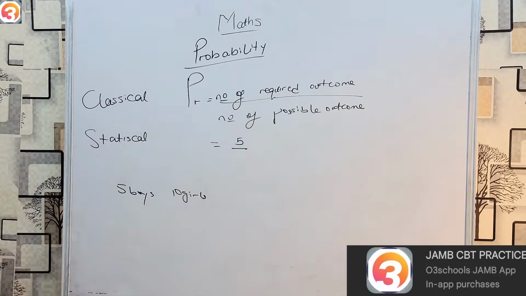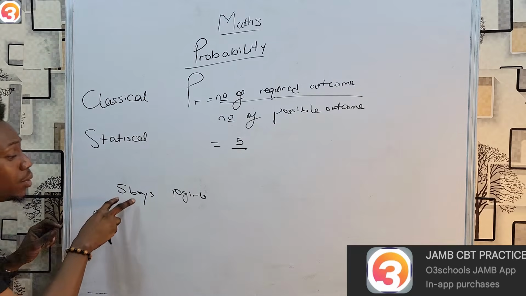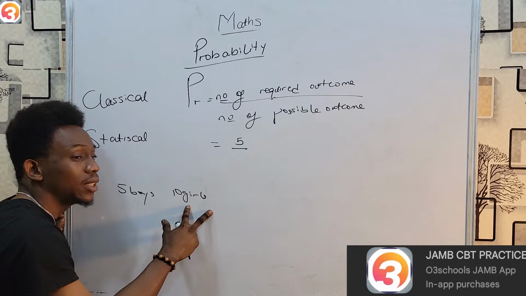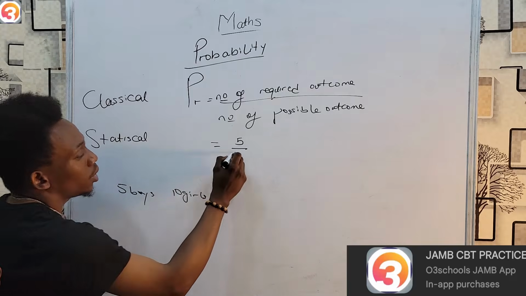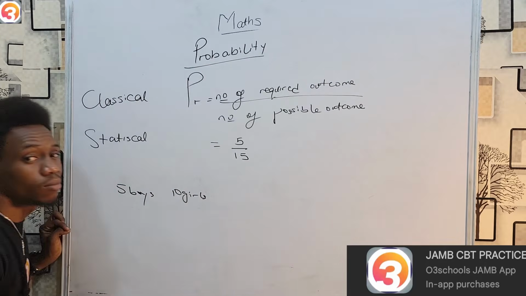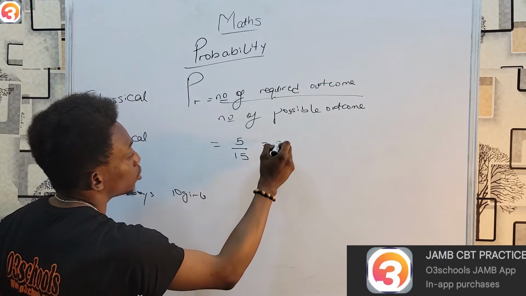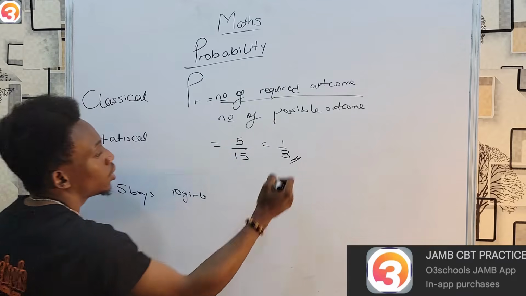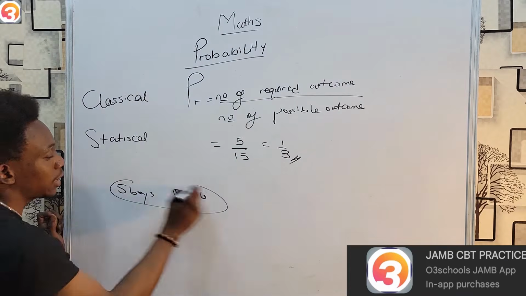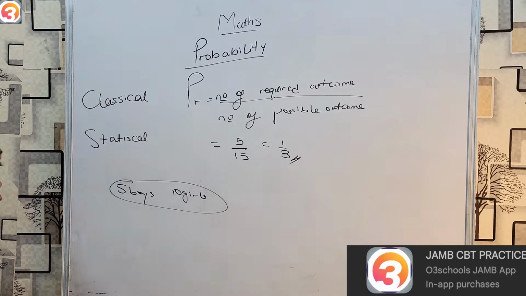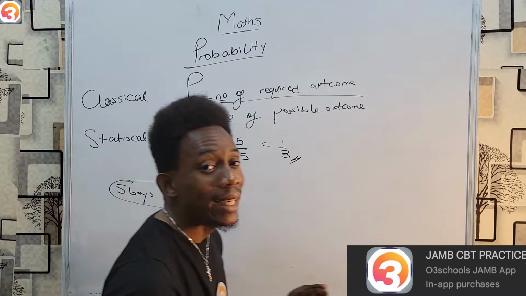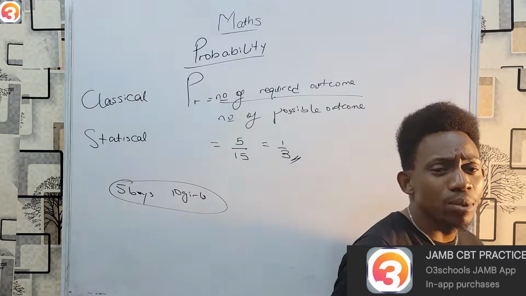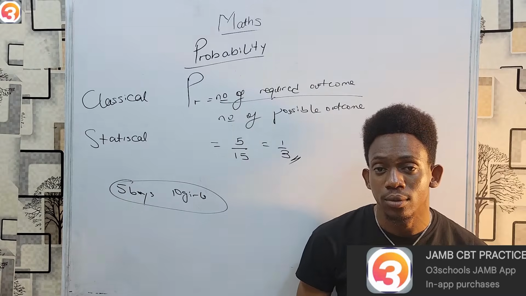But how many possible outcomes were there? It could have been either of the 5 boys or either of the 10 girls. And 5 plus 10 is 15. And we like reducing to the lowest form, so that becomes 1 over 3. That means in this class, picking without bias, the probability of picking a boy is 1 in 3. That's how probability works. It is truly this simple.